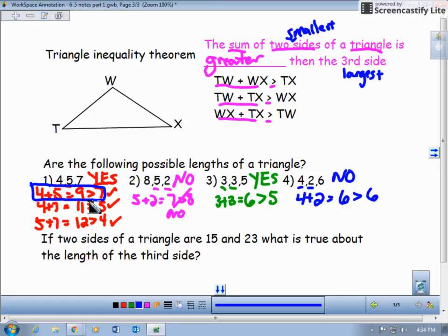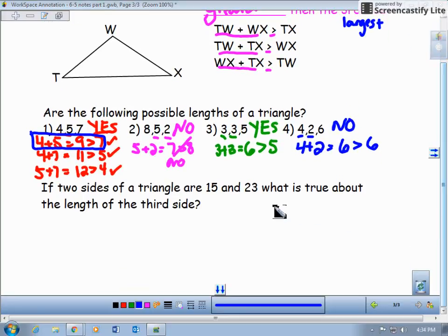So one of the things you can use this theorem for is to find out whether it's possible to make triangles with three given sides. The other thing you'll do with this is they're going to give you two lengths of a triangle, and we're going to state what is true about the third side.